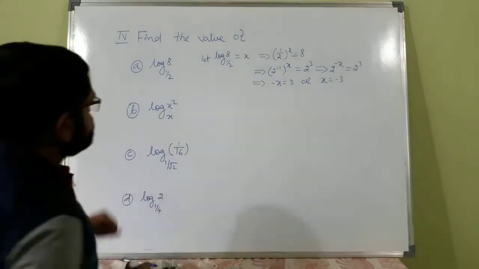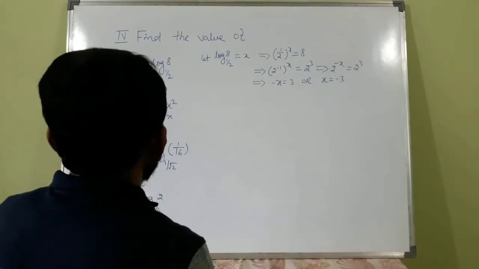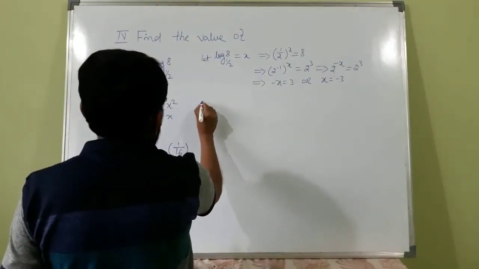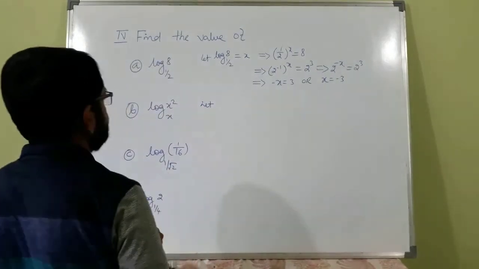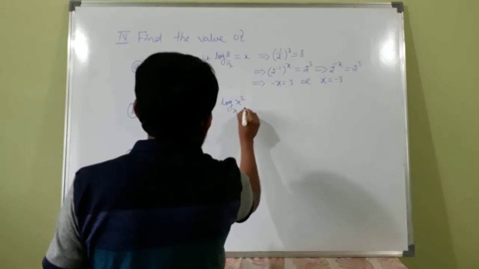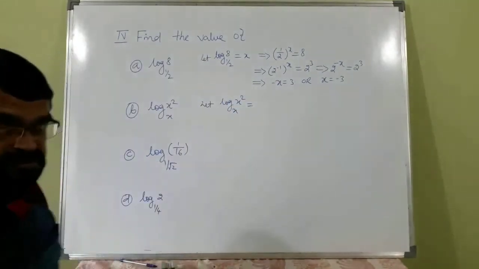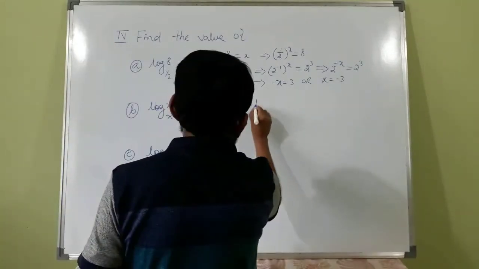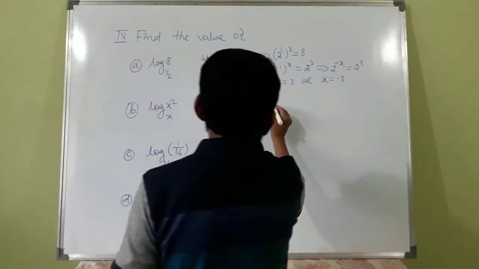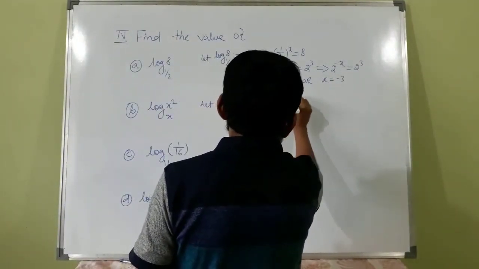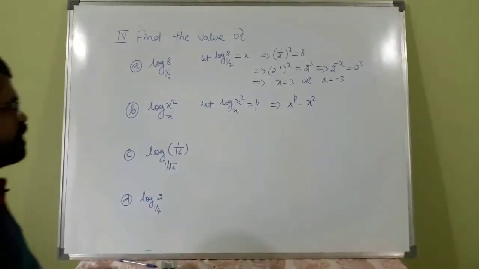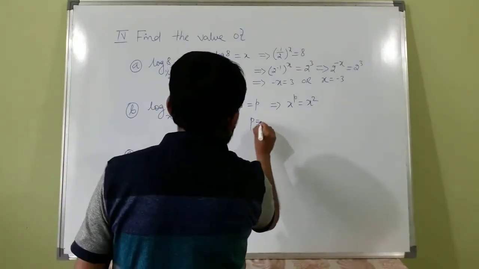What about this one? Here also, let log of x square to the base x be equal to, I will take some other variable name, p, because we should not confuse this x and that x. So this implies x to the power p is equal to x square. Here your job is to find the p value, therefore p is equal to 2.